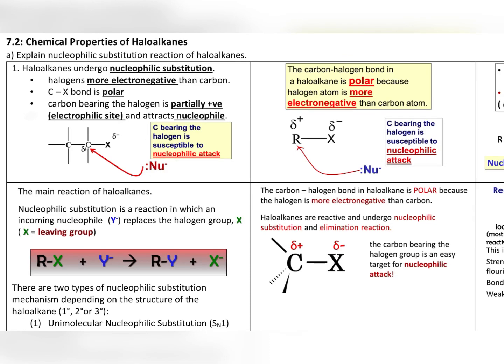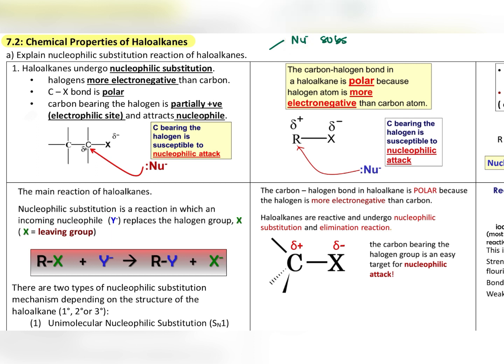So for the second video untuk chapter 7, kita akan tengok 7.2 the chemical properties of haloalkane. Okay, so untuk reaction dalam haloalkane ni kita ada beberapa bahagian lah. So first part misalkan fokus on nucleophilic substitution reaction, dan maksudnya kita akan ada penggantian dekat situ. Kita ganti dengan apa? Kita ganti dengan nucleophile.